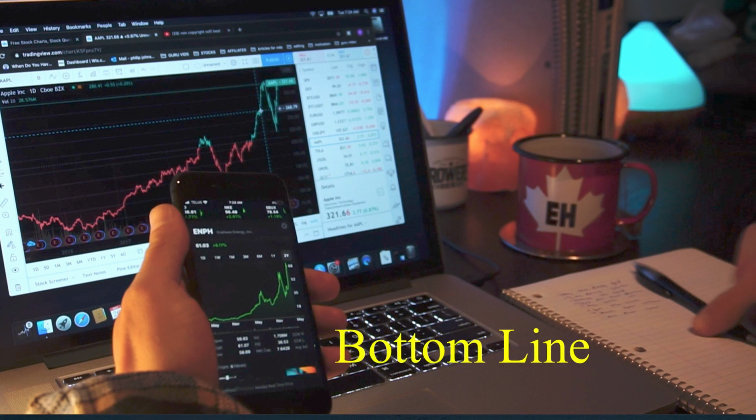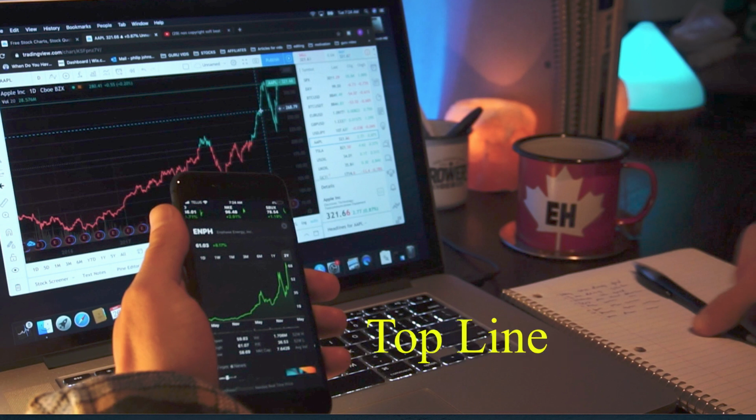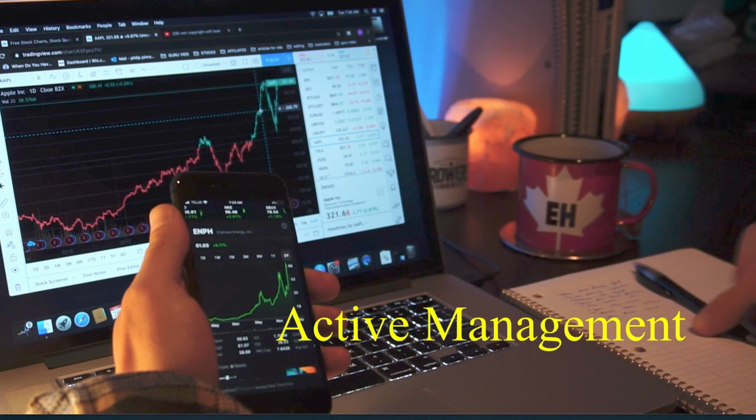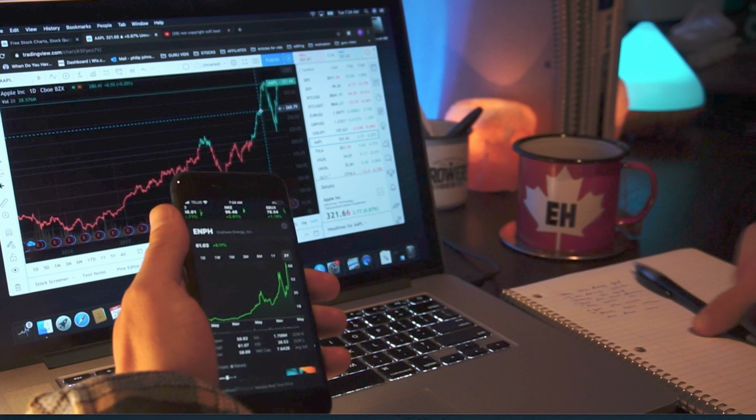Bottom line. The bottom line refers to a company's earnings, profit, net income, or earnings per share. Top line, also known as revenue or sales before any cost is taken out. Active management. Professionals that manage a fund or mutual funds that are picking stocks for that mutual fund. ETF just stands for Exchange Traded Fund. And this is a group of stocks put into a basket and they trade like stocks on the exchange.